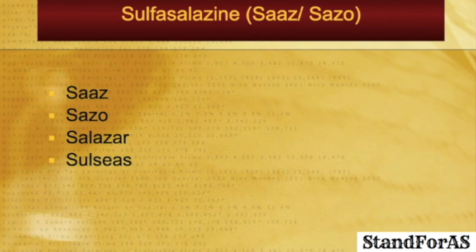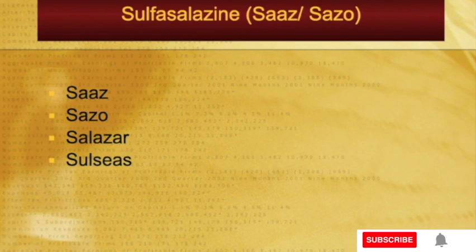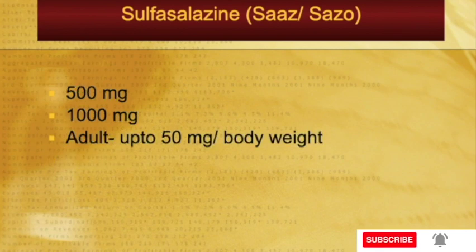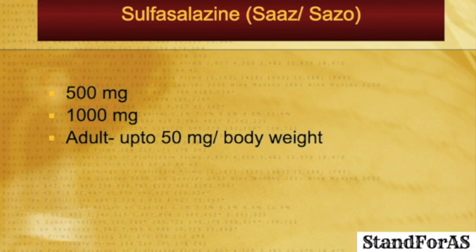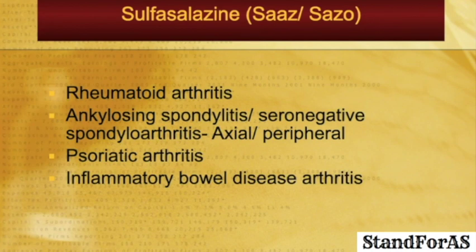Sulfasalazine is available in the market in the following trade names: tablet Saaz, tablet Sazo, tablet Salazar, and tablet Sulcis. It is available in two strengths, 500 mg and 1000 mg or 1 gram. As far as the dose is concerned, in an adult, one can take up to 50 milligrams per kg body weight. That would mean for a person weighing 50 kg, he can take up to 2.5 grams per day.